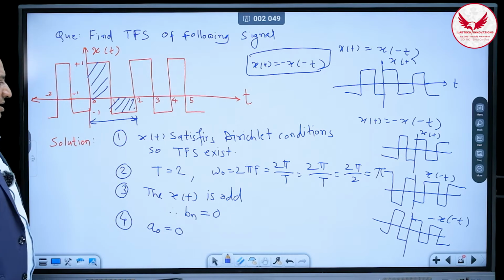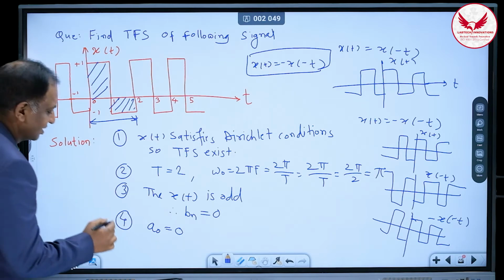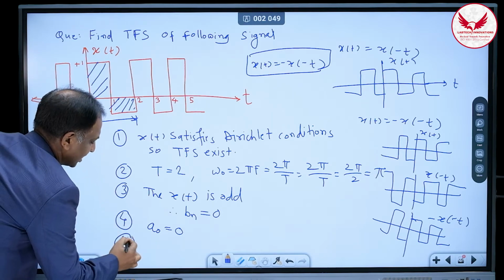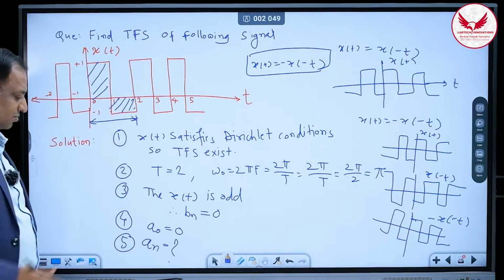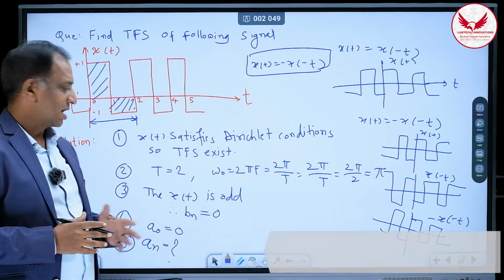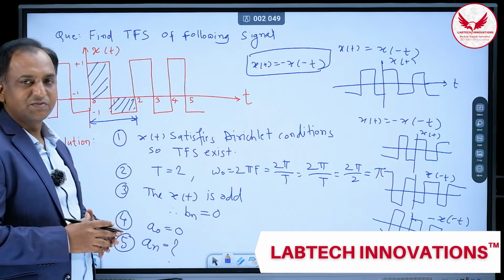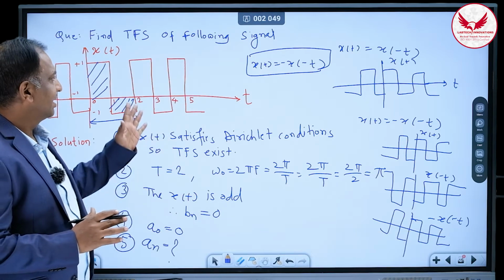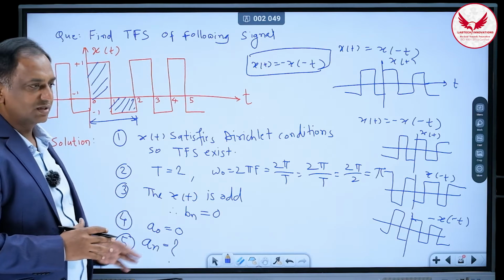The next thing is you need to calculate the remaining coefficients, that is the fifth step. You can calculate the an. You just have to use the formula for the an. We will substitute the values of a0, an and bn into the trigonometric coefficient formula, and we will calculate the trigonometric Fourier coefficient. Now we will go for the an.